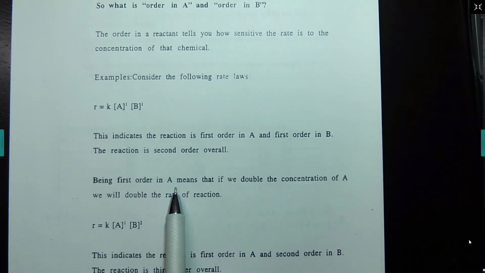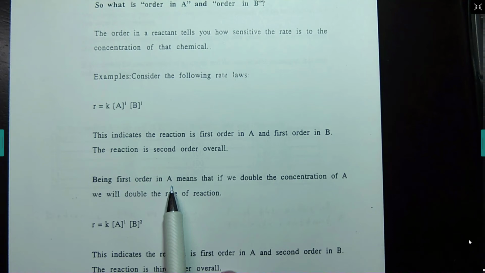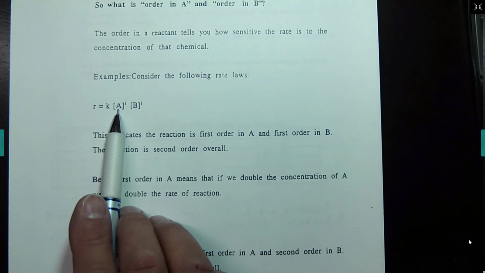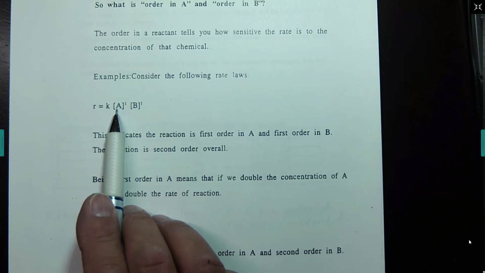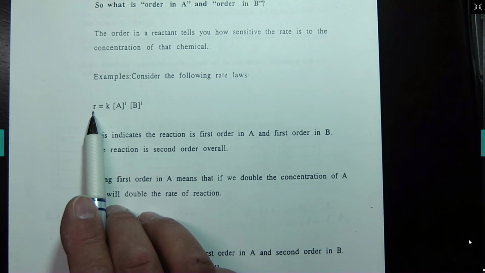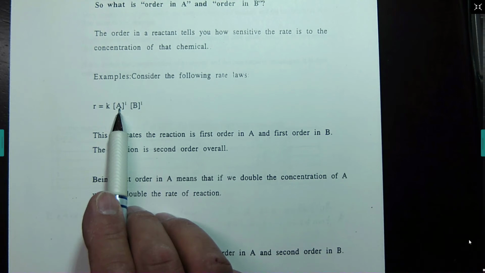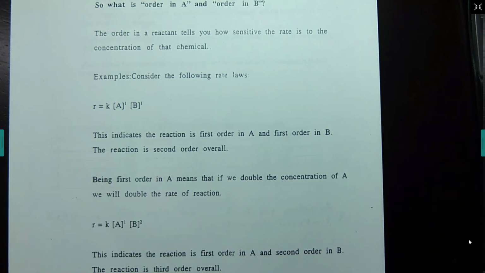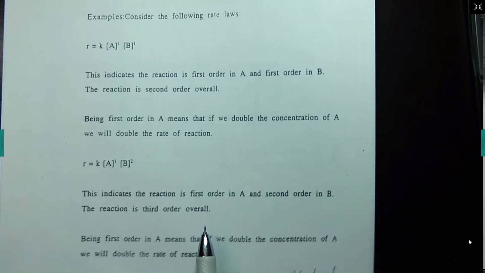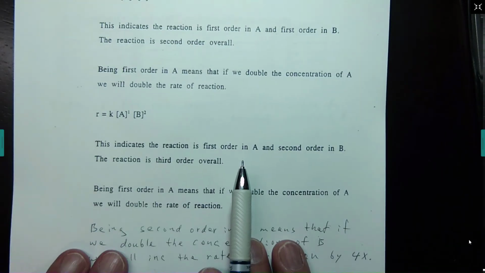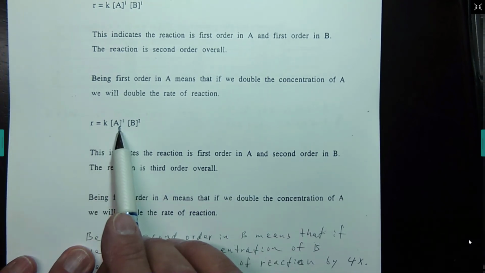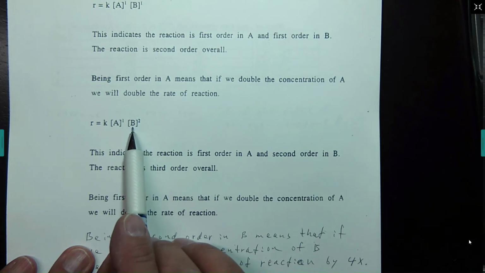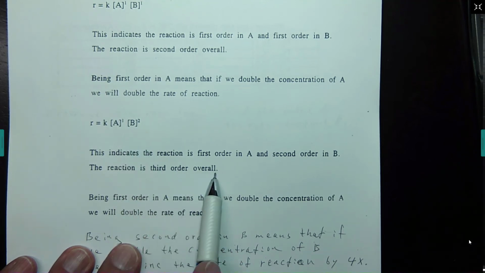What does it mean that it's first order in A? It means that if you take this number, the concentration of A, and you make it twice as big, the reaction is going to go twice as fast. The rate goes twice as fast because you made this twice as big. That's all that really means. Now, let's take a look at this rate law. Got first order in A, second order in B. It's third order overall.